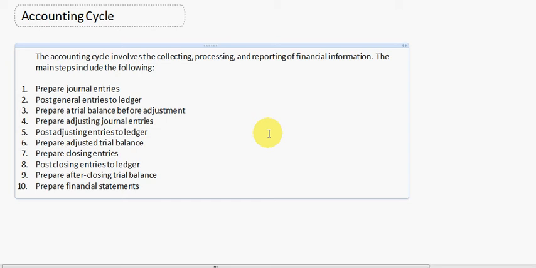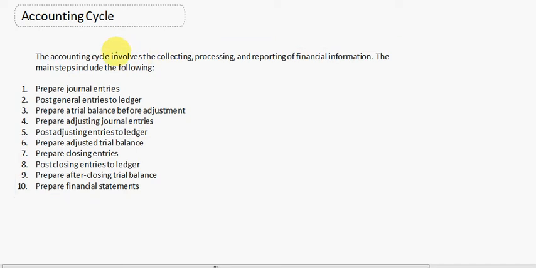The accounting cycle. The accounting cycle involves the collecting, processing, and reporting of financial information. The main steps include the following.